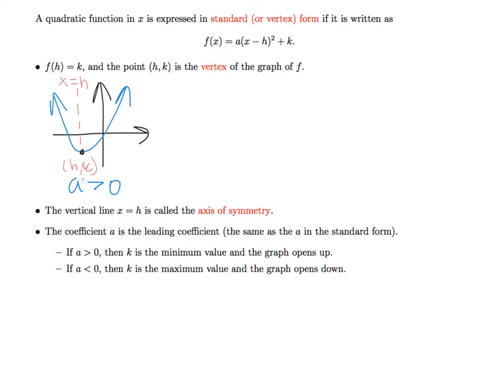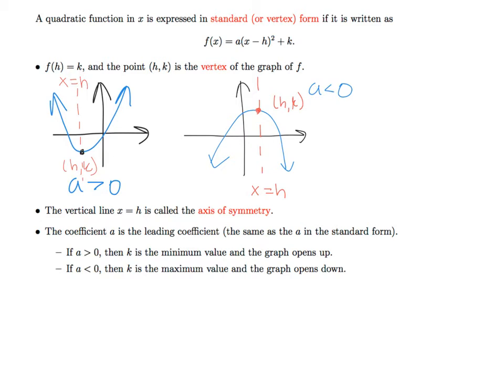And when a is negative, our parabola opens downward. In this case, we have a vertex, say over here at (h, k), and this is going to give us a maximum when a is negative. And again, this vertical line that goes through the vertex, that's what we call the axis of symmetry. So as the name implies, when we have a quadratic function written in vertex form, we can very quickly identify where the vertex is and whether that vertex is going to be a maximum or a minimum value. You can see how this is very convenient to identify the maximum or minimum value of a function.